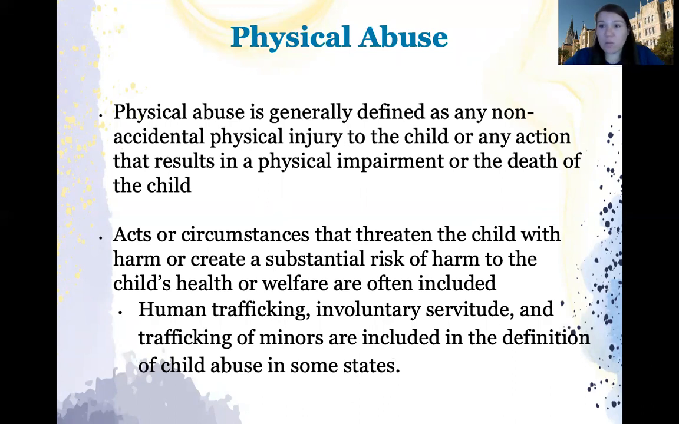And we have physical abuse. And so this is what most think of immediately when you think of child abuse. This includes any non-accidental physical injury to the child, or any action that results in a physical impairment or death of the child. So it also includes any acts or circumstances that threaten the child with harm. So it could include things like human trafficking, involuntary servitude, trafficking of minors, all things like that.